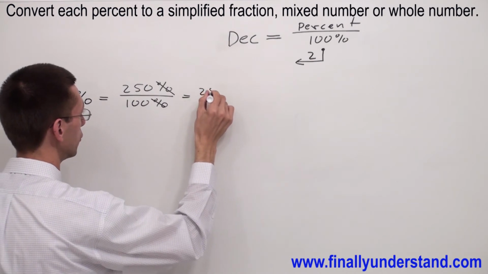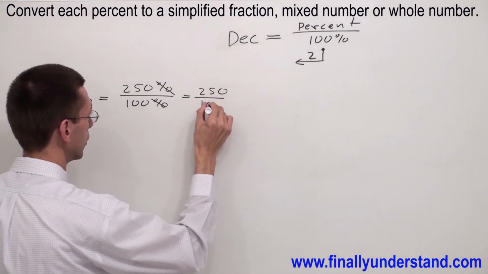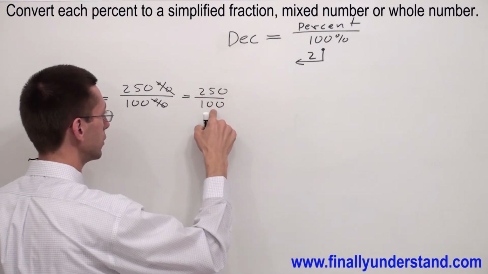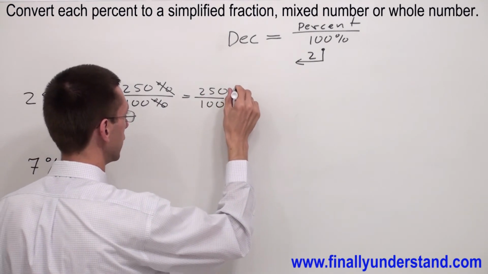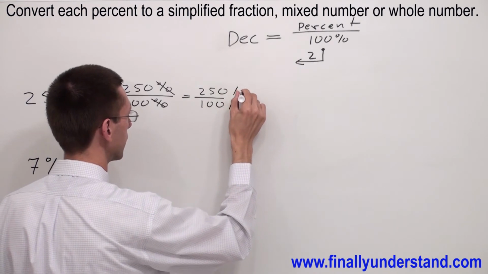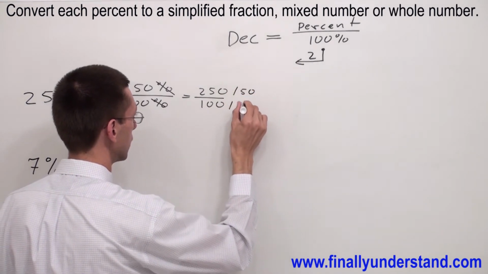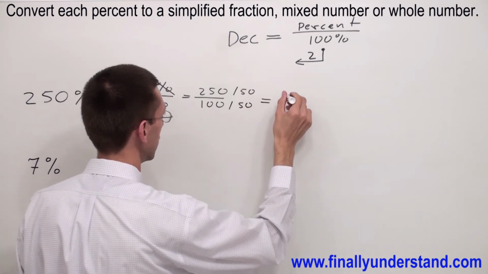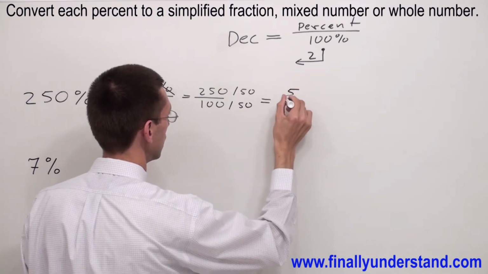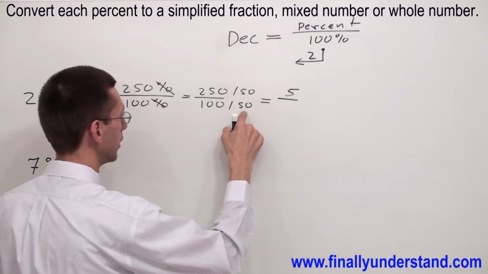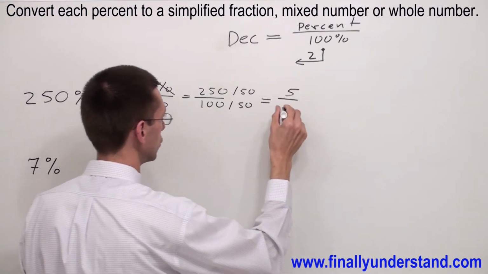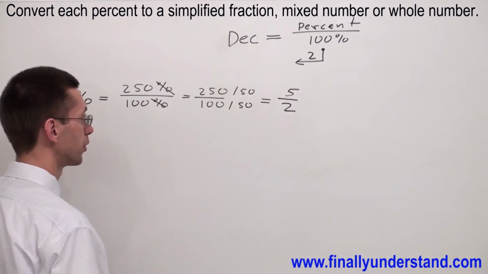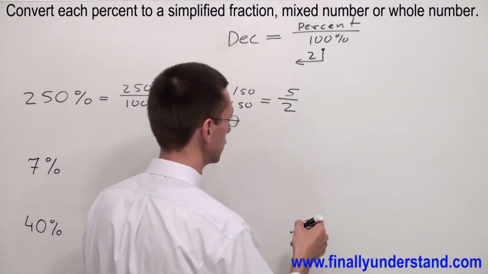I'm going to have what? 250 over 100. Now, please notice that 250 and 100 are divisible by 50. 250 divided by 50 is 5. 100 divided by 50 is 2. Okay, I got an improper fraction. Improper fraction, most of the time I have to convert to a mixed number.